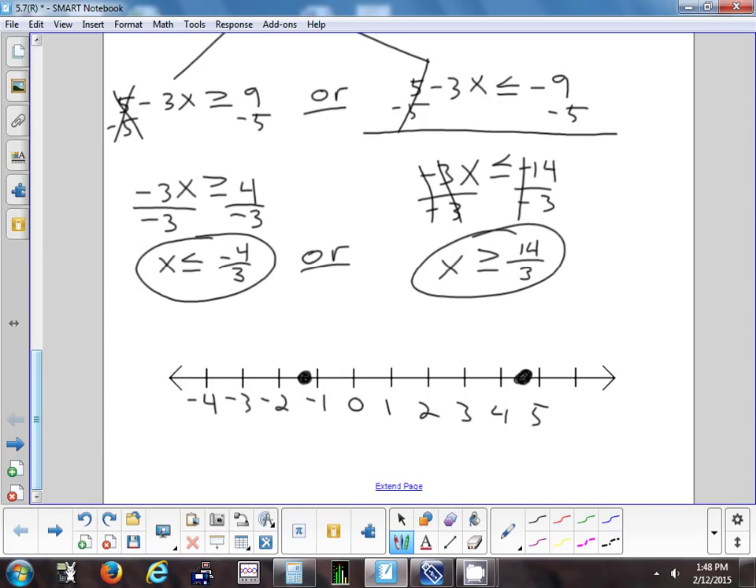And now this was an or. So does that mean I'm going to shade the overlap between, or do I shade in opposite directions? You can also look from the negative 4/3, this is pointing left. How does Mr. Hager know that's going left? Like Kayla just said, look at the inequality sign. That's your hint to tell you which way it goes. How about 14/3? Which way does that one go?